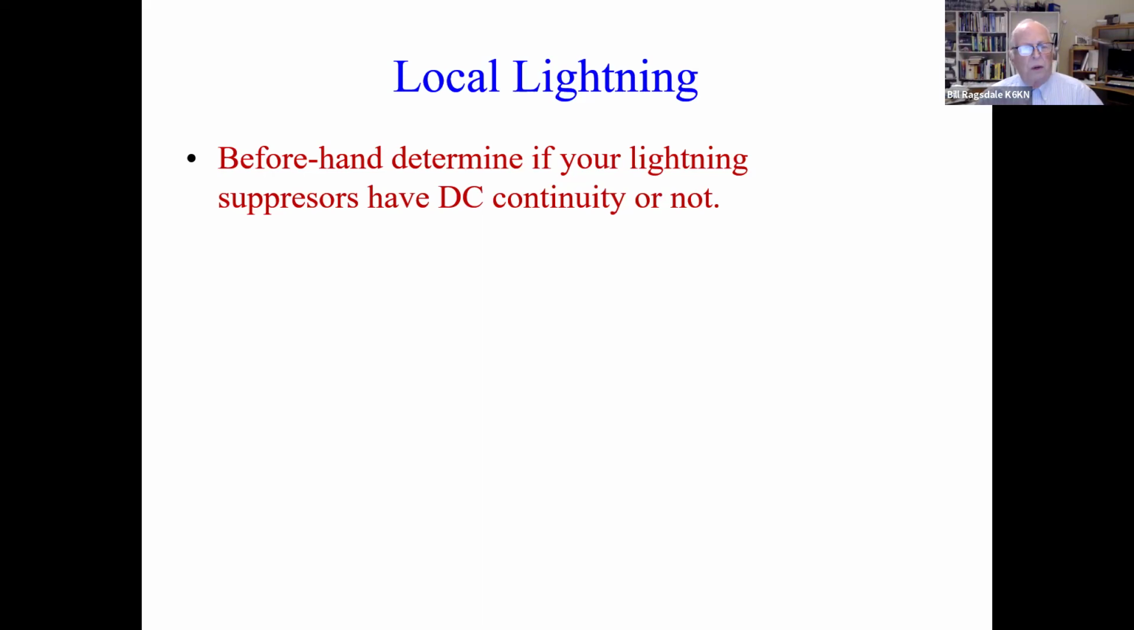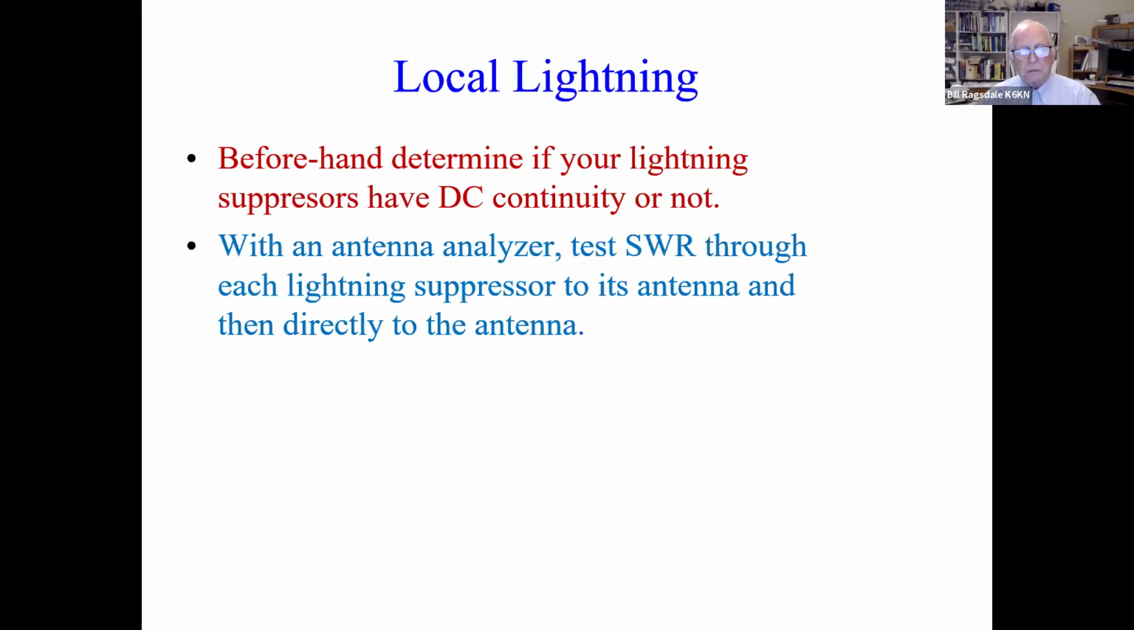So one step to know ahead of time is, does your suppressor have DC continuity or not? Sometimes you're making a connection test with an ohm meter, and if the lightning protection device internally has an open circuit, the ohm meter test won't work. So it's good to know which style you are using.